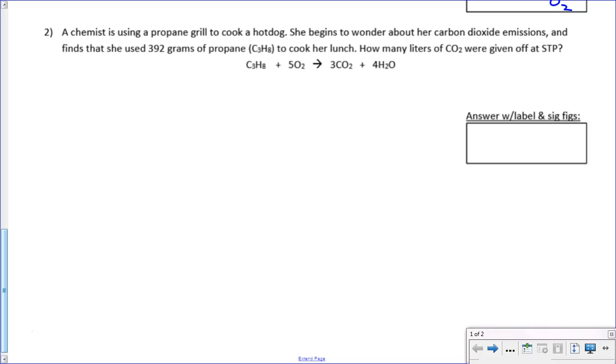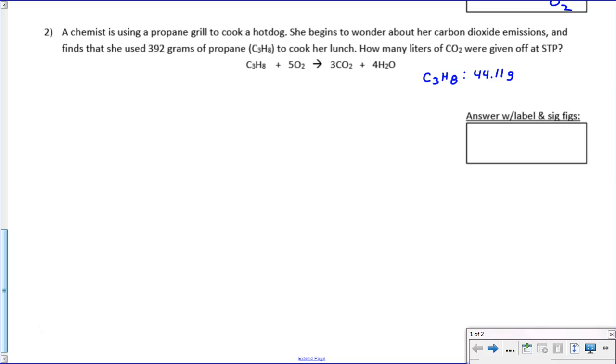Thinking about the process we're going to take in our head, we're going to go from grams of propane to moles of propane. That means we're going to need the molar mass for propane. Then we go from moles of propane to moles of CO2, and then from moles of CO2 to liters of CO2. So first, let's calculate that molar mass for the propane. It's C3H8. If you find those masses on the periodic table and add them up, you should get 44.11 grams.